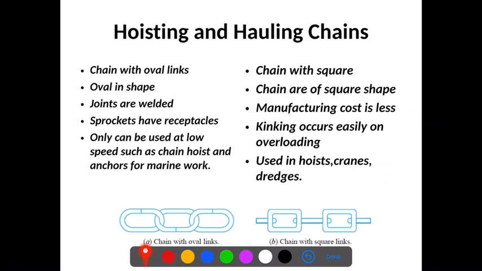One advantage of this is that manufacturing cost is less, but if an excessive load is applied to this, then there is an effect of kinking because of overheating. Kinking means these chains may get bent, and that is called the kinking effect. It is used in hoist cranes and dredges.